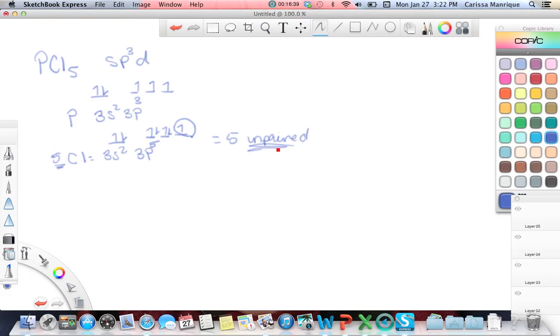Okay, now let's look at this. I need 5 unpaired because that's what would maximize the bonding, make the strongest bond. But how many do I have in phosphorus? 3, okay? Because it's always your central atom that hybridizes. So phosphorus actually needs 3. So we're going to combine 3 orbitals, 1 s, 3 of the p's, and 1 d.